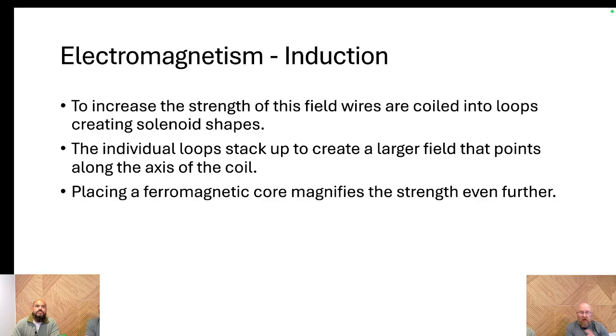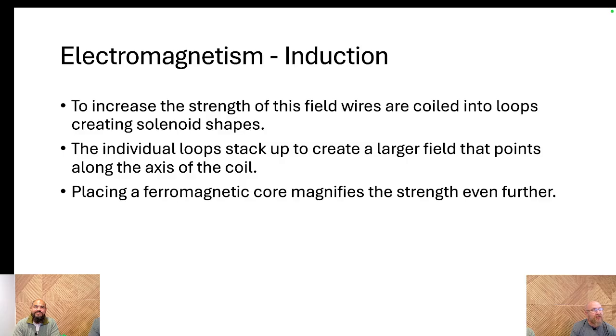So we coil that up, and coiled shapes are called solenoid shapes. That's why we call solenoids solenoids. Yeah. Hey, you knew this before you knew it. Yeah, there you go. You're welcome. We gave you lots of spoilers.